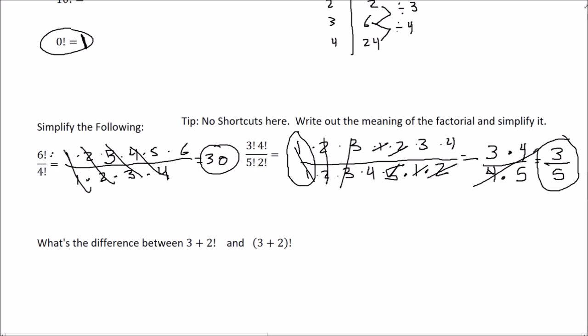Now, before we go to more complex examples, we do need to get one thing straight. What is the difference between 3 plus 2 factorial and the quantity 3 plus 2, factorial? Okay, 3 plus 2 factorial says 3 plus 1 times 2, and that would be 5. The quantity 3 plus 2, factorial says 5 factorial. So that's 5 times 4 times 3 times 2 times 1, and that's 120. Okay, so remember your PEMDAS. Where these parentheses are is going to make a huge difference. Some people forget that when they're just learning it.